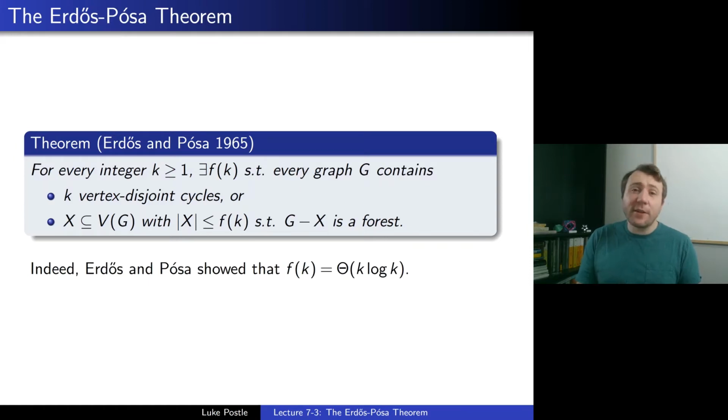And actually, Erdos and Posa figured out what the best possible f(k) is. It has to be at least on the order of k log k, and they showed also that it's at most on the order of k log k, so it's theta of k log k. So there's this very nice theorem of Erdos Posa, really telling us why we can't find k vertex disjoint cycles: it's because you're close to a forest.